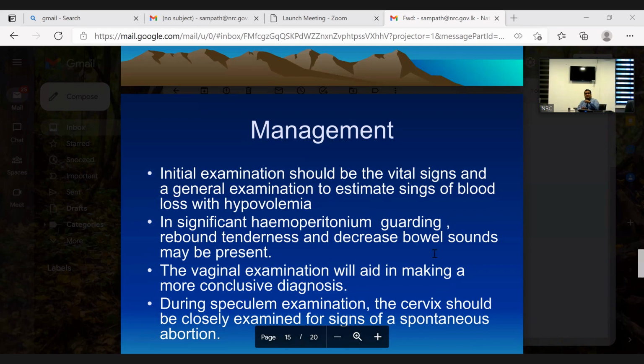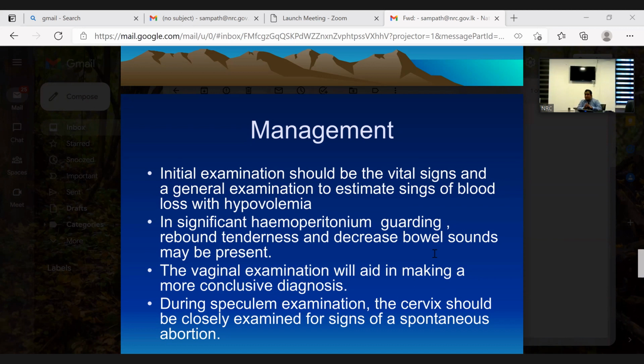Management: initial examination should be for looking at vital signs and general examination, looking at pulse and blood pressure. Pulse rate change indicates 10%, blood pressure change indicates 20% loss, and no urine output indicates more than 30% loss. And then check for hemoperitoneum: guarding, rigidity, rebound tenderness, and decreased bowel sounds indicate hemoperitoneum. Vaginal examination will help in diagnosis with pain and tenderness.